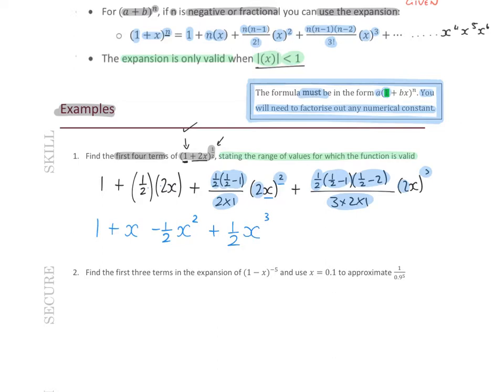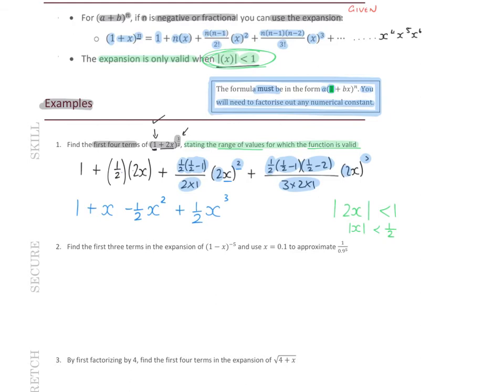Okay, now, the final part of this question is state the range of values for which the function is valid. Now it said here we need all of the x component to be less than 1. Now the x component here is 2x, so therefore |x| is less than a half. Now that is the equivalent of this, because it's saying that the distance of x has to be less than half, so it can be from minus a half up to a half as well. So that is my validity, and we're going to think about that every time.